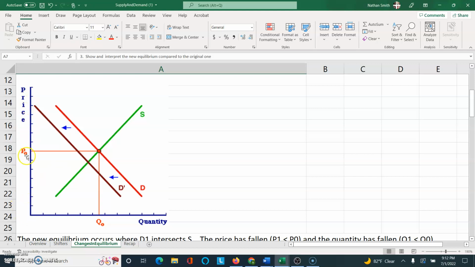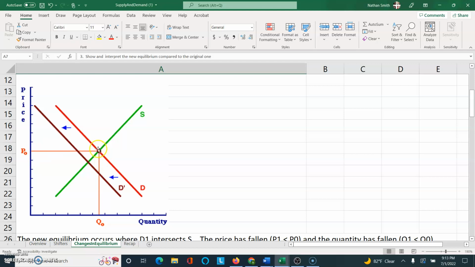This is the price axis. The price started at P0. If I look at my new equilibrium and draw an imaginary line to the left, that's my new price. I can see it's lower than P0. So that tells me that the price of ice cream will be pushed downward, a decrease in price.